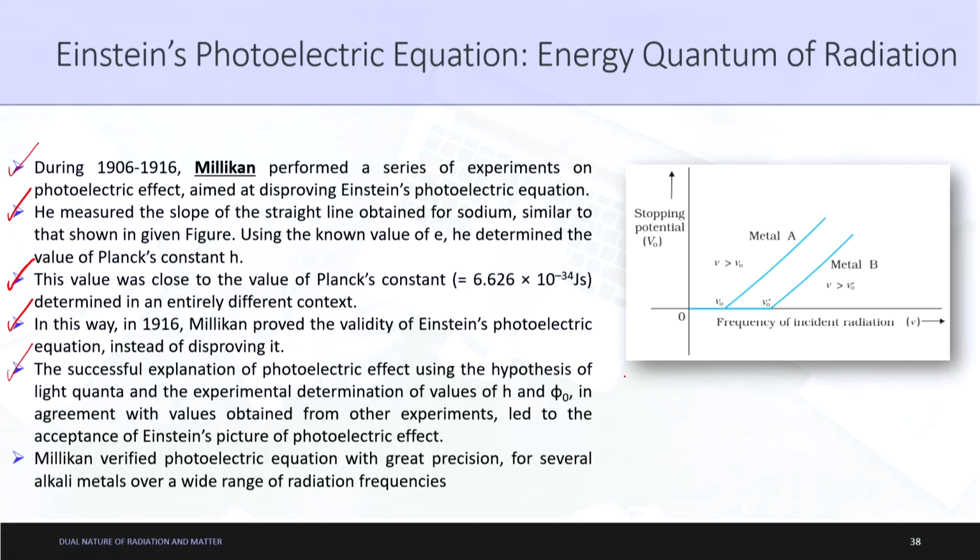So, basically this hypothesis of light quanta and experimental determination of values of h and phi naught in agreement with values obtained from other experiments led to the acceptance of Einstein's picture of the photoelectric effect. Okay. Millikan verified the photoelectric equation with great precision for several alkali metals over a wide range of radiation frequencies. So, the conclusion is that Einstein's photoelectric equation is very correct and can be used directly.